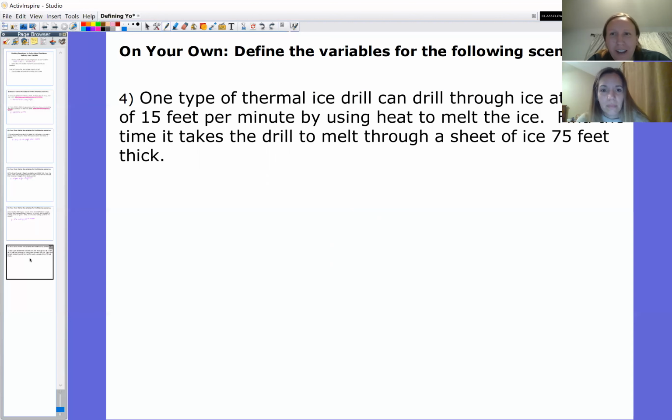Apparently, I keep getting the ones that don't actually have questions, but this one says find the time it takes the drill to melt through a sheet of ice. So I'm going to say T, and it's going to be time. And I'm going to take this one a step further because time can be hours, seconds, minutes. So I'm going to go back and look at the question. Because that rate is in 15 feet per minute, I can be even more specific and say time in minutes to melt the ice.